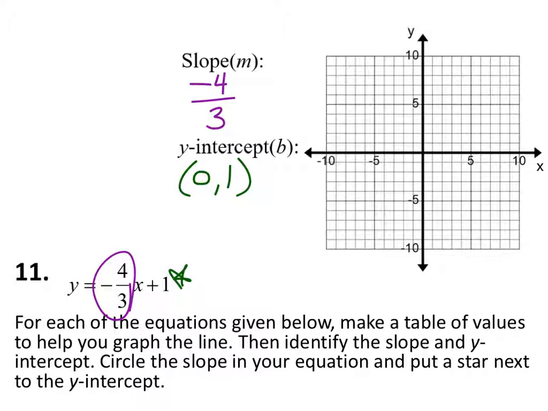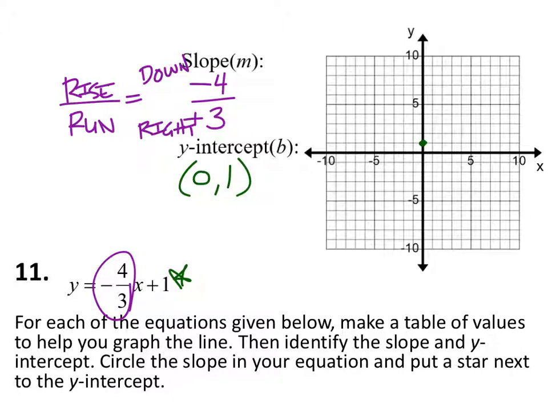Now remember, the slope is rise over run. So this one is showing a rise of -4. That means I'm going to go down 4. And the 3 is positive, so that will be to the right 3. And that's just from the point that we have to start with, which is the y-intercept at 0, 1, right here.